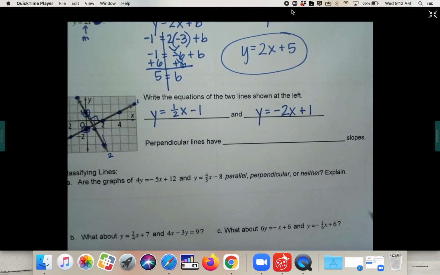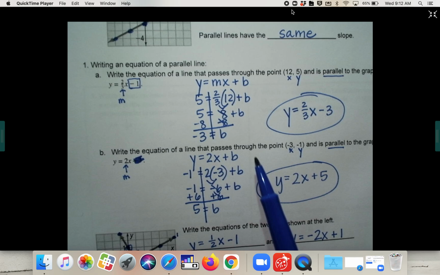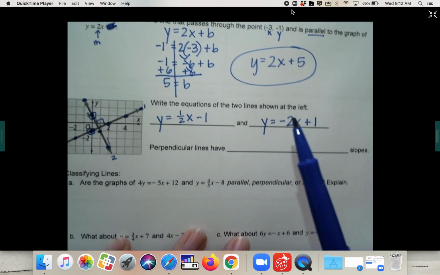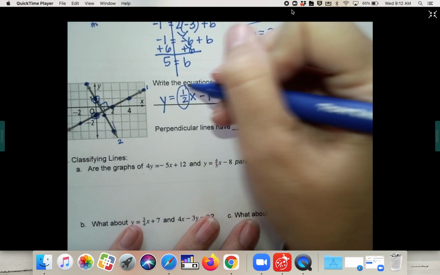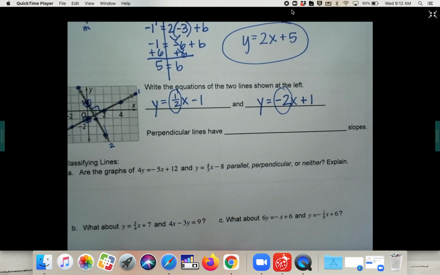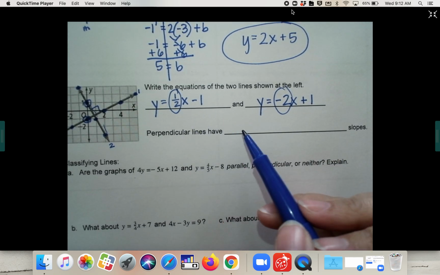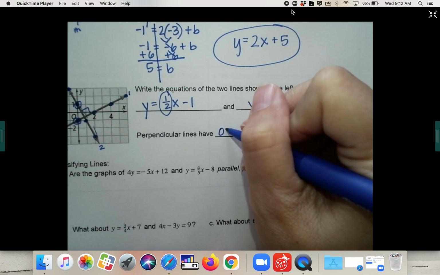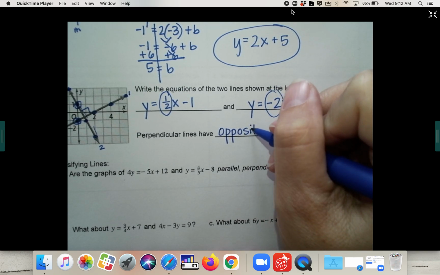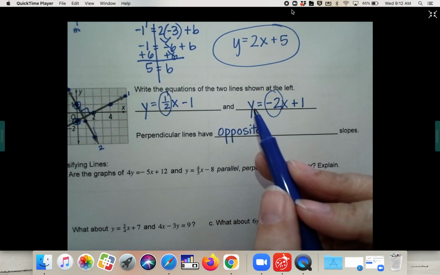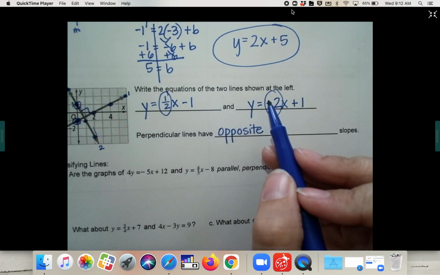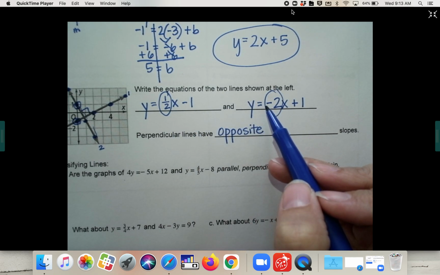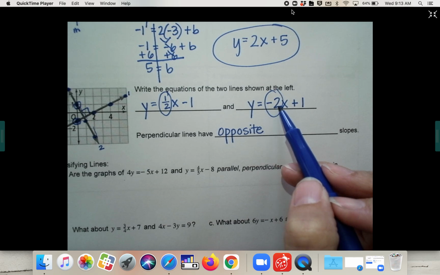All right, so here's what I want you guys to see. Parallel lines had the same slope. These two slopes were the exact same. Let's look at the relationship between this slope and this slope. I'm going to go ahead and tell you, and then I want you to recognize it. Perpendicular lines have opposite. Okay, opposite meaning if one was positive, it's going to be negative. If one was negative, it's going to be positive. So this one's negative, this one's positive. So they're first of all opposite, but then they're more than just opposite. It's not +1/2, -1/2. It's +1/2, -2 over 1.